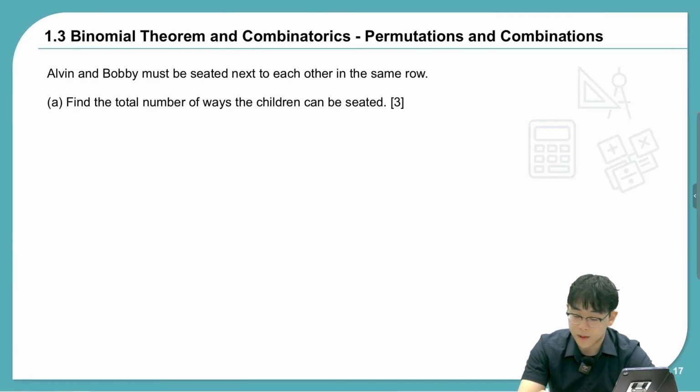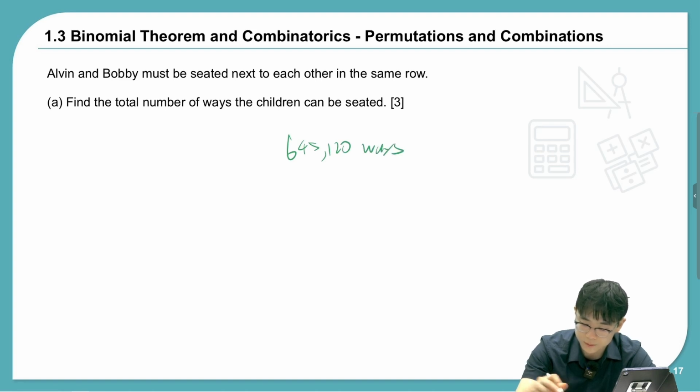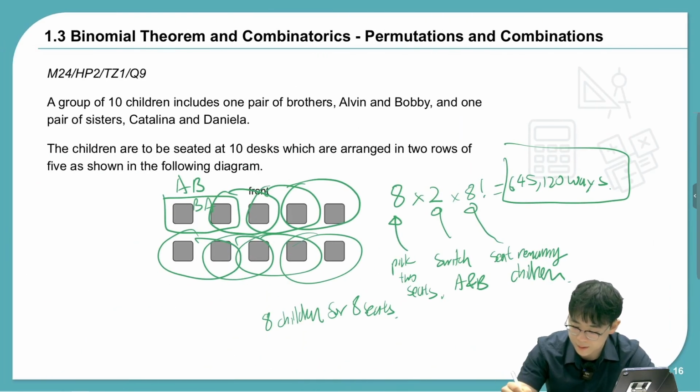Okay, so find the total number of ways the children can be seated. This would be 645,120 ways, right, as we've seen earlier. So let me just copy that down here.